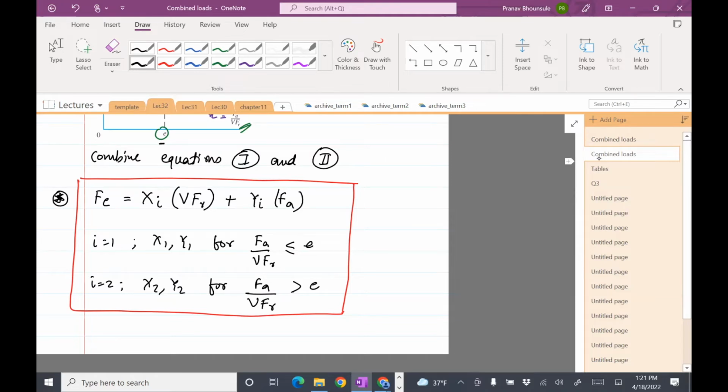Okay, so what do we need for this? We need to compute, clearly we need the ratio E. Once we get E, we can then figure out what these constants are. And once you have the constant, we can find the equivalent load.